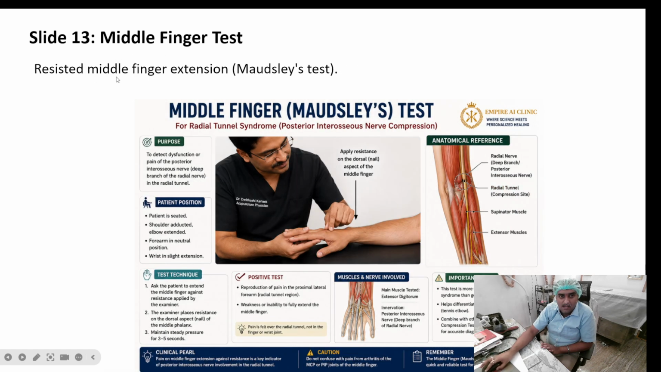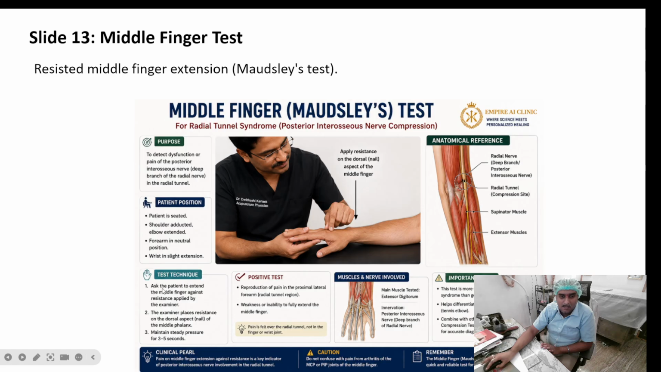Middle finger test, resisted middle finger extension, that is the Maudsley test. Apply resistance on the dorsal nail aspect of the middle finger to detect dysfunction or pain of the posterior interosseous nerve, the deep branch of the radial nerve. The patient is seated, shoulder adducted, elbow extended, forearm in neutral position, wrist in slight extension. The patient position is important while we do a test.